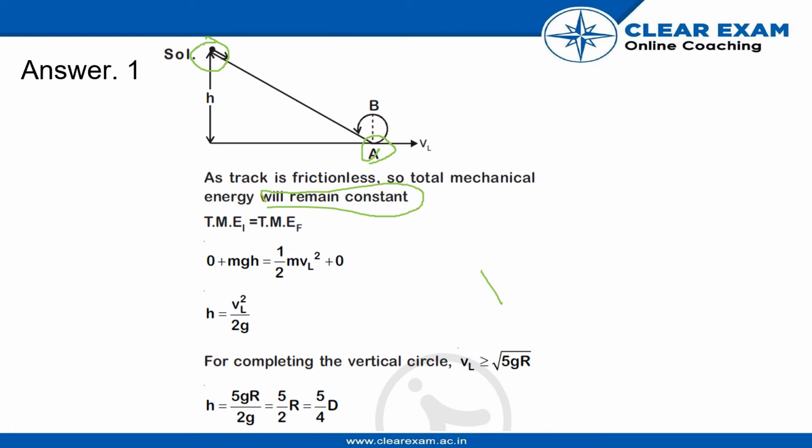First, we'll find the total mechanical energy at this point. Say this point is x, and say this point is y. At point x, what will be the total mechanical energy? The total mechanical energy is the sum of kinetic energy and potential energy. So what will be the kinetic energy at point x? The formula of kinetic energy is half mv square.